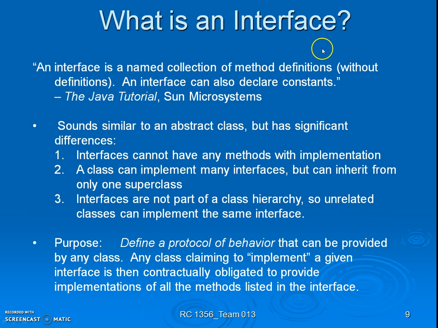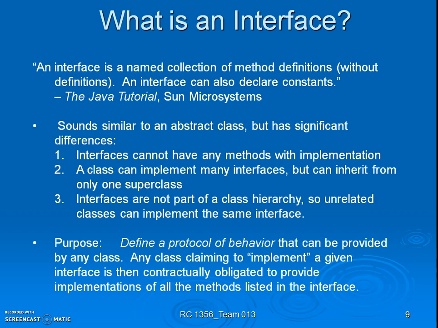So let us define interface again. An interface is a named collection of method definitions without definition, which means without any body. An interface can also declare constants, as defined by Sun Microsystems. It sounds similar to an abstract class but has significant differences.